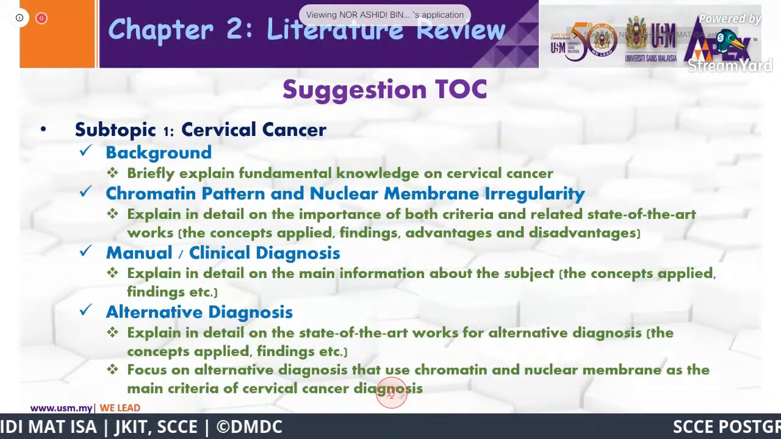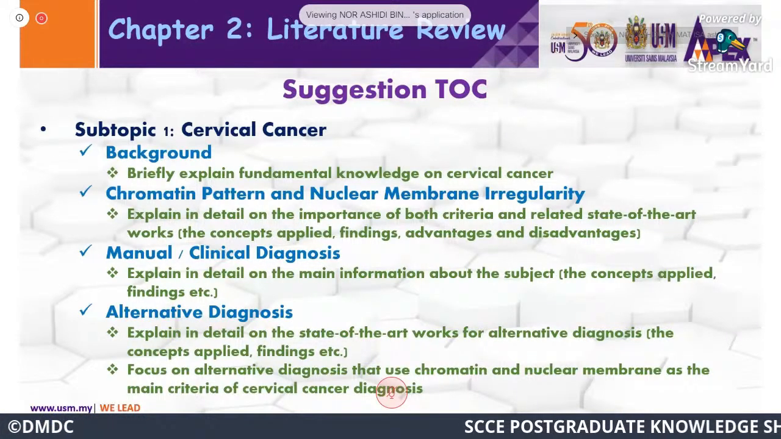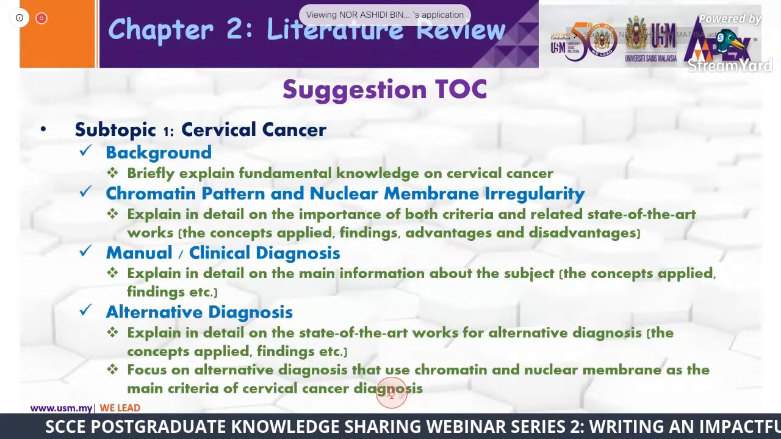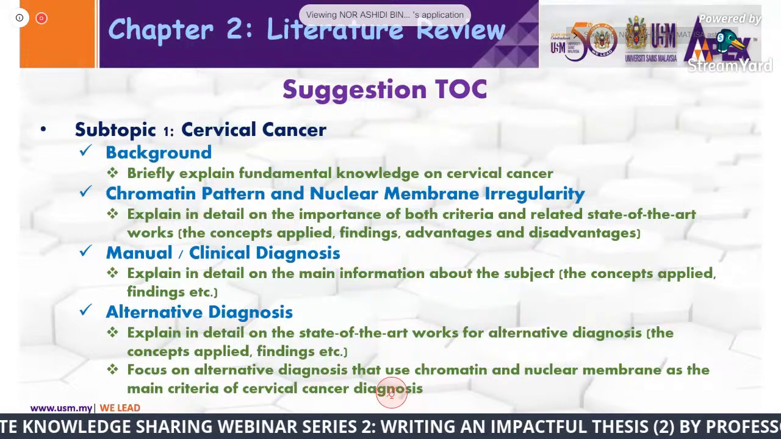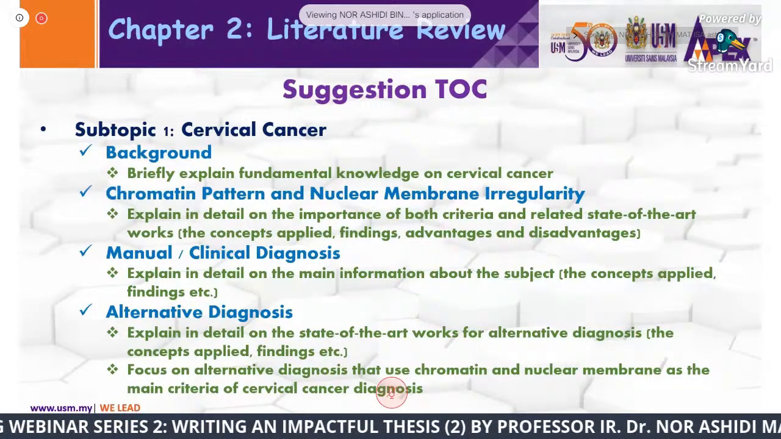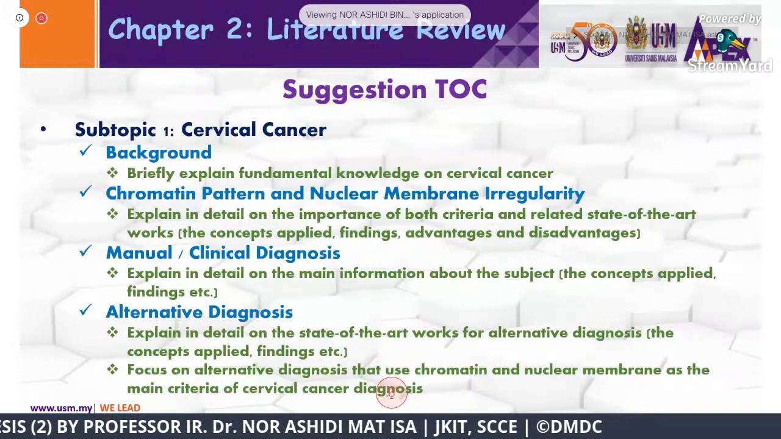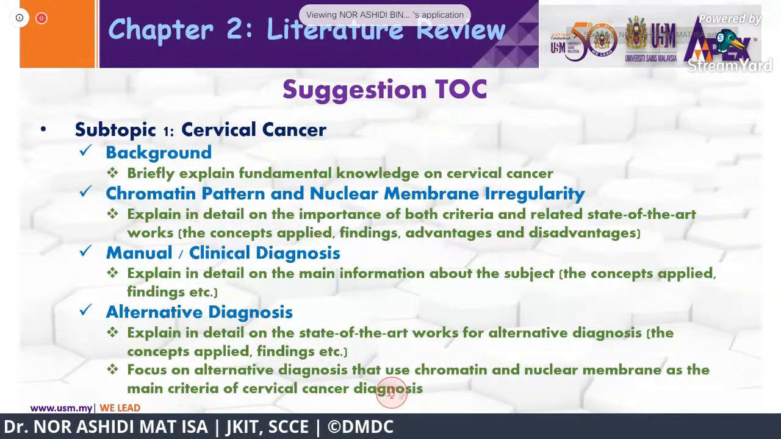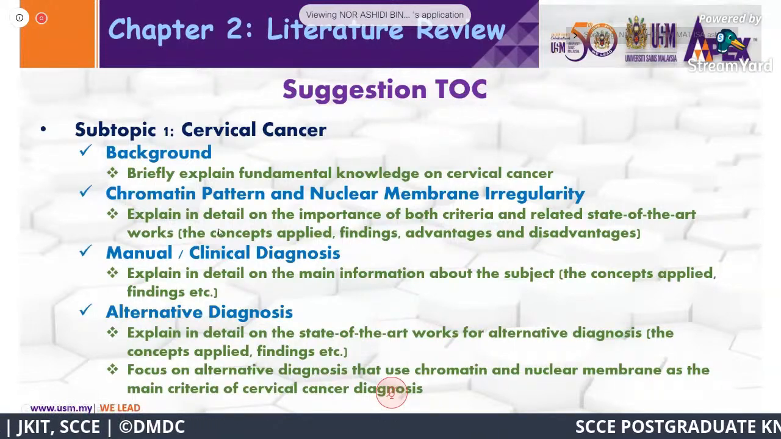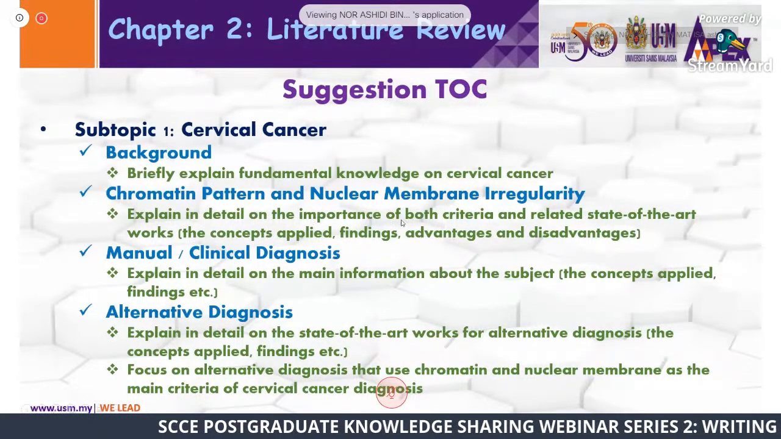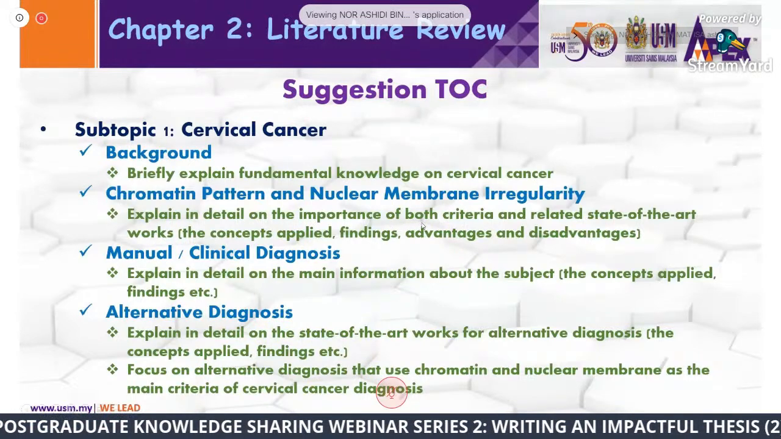Okay, so you must make sure, because you want to focus on the chromatic pattern and also the nuclear membrane, that you clearly show these two, because there are other features that can be used: the size, the color, and so on. But you want to focus on the chromatic pattern and nuclear membrane. Why? So that's why you have to explain in detail the importance of the criteria. Why you choose these two criteria and not other criteria.